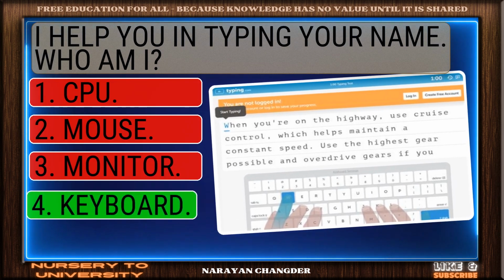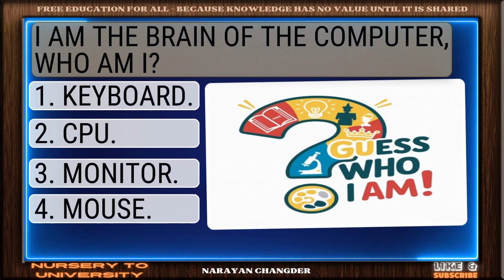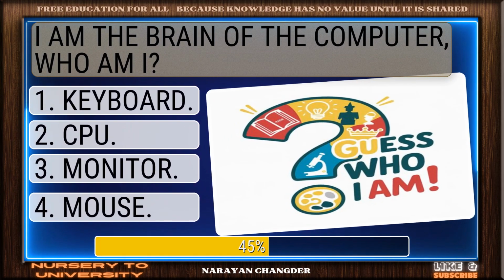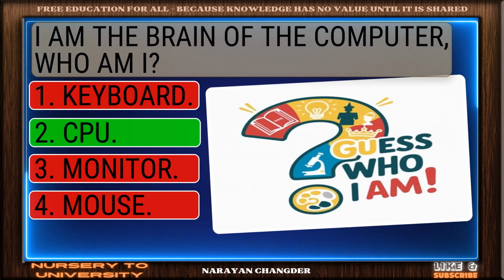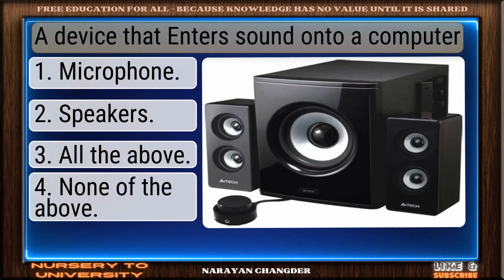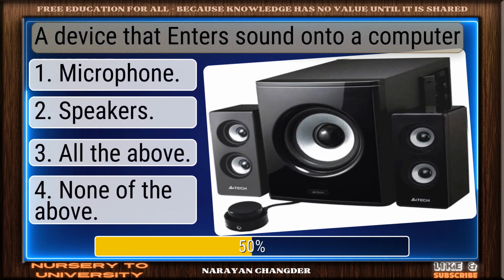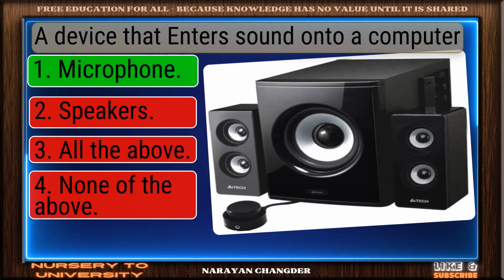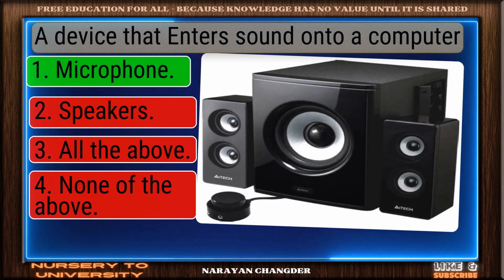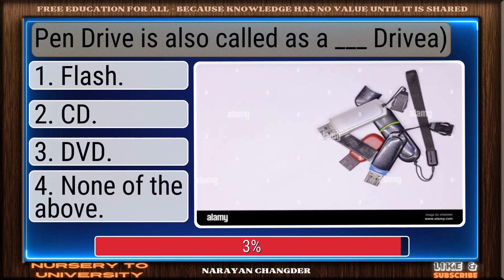Smart move. Keyboard is an accurate answer. I am the brain of the computer. Who am I? Nice work. You chose CPU, and it is correct. A device that enters sound onto a computer. Exactly. Microphone makes sense. Pen drive is also called as a dash drive.